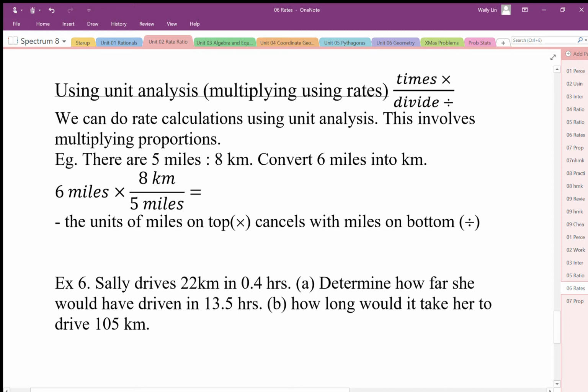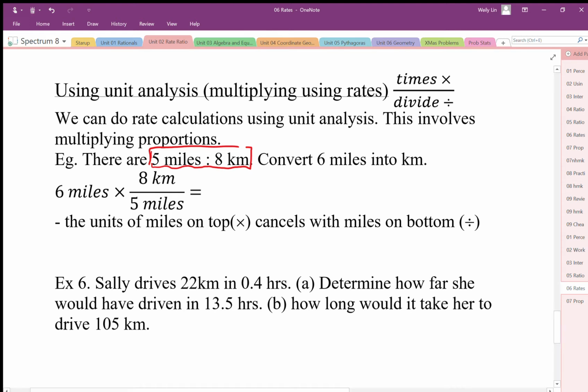there's my conversion factor. We have our rate. This is our rate here. There's 5 miles for every 8 kilometers. So that's our conversion factor. So we can convert 6 miles into kilometers by using our conversion factor in this way.